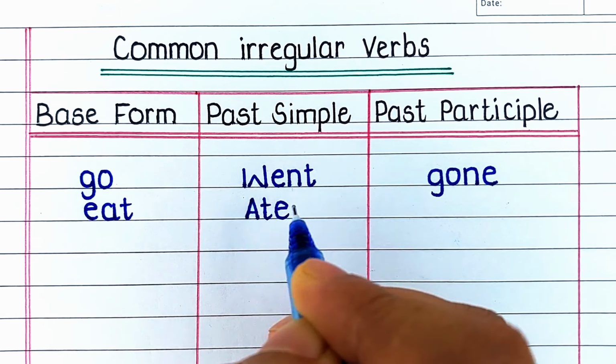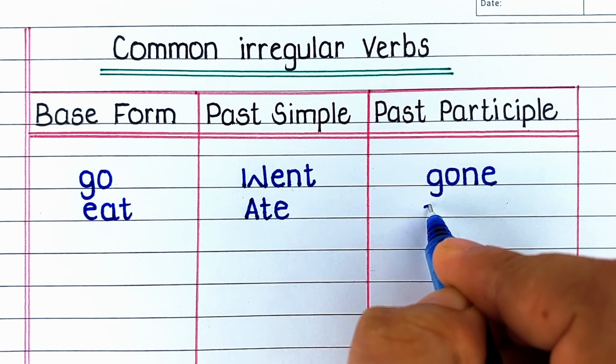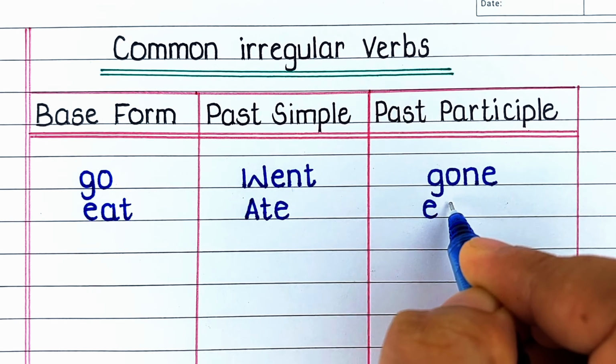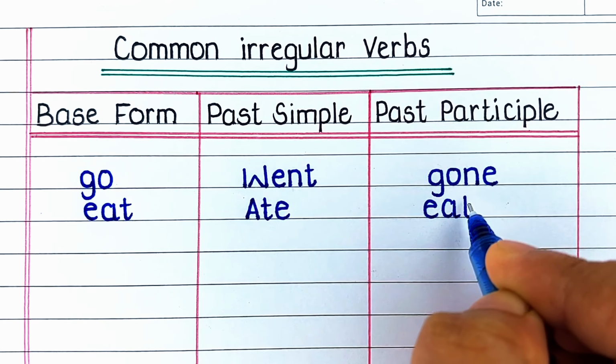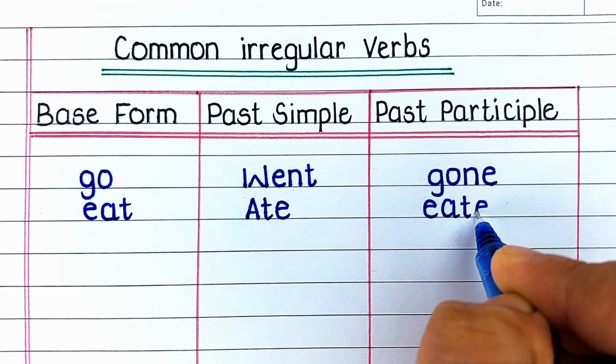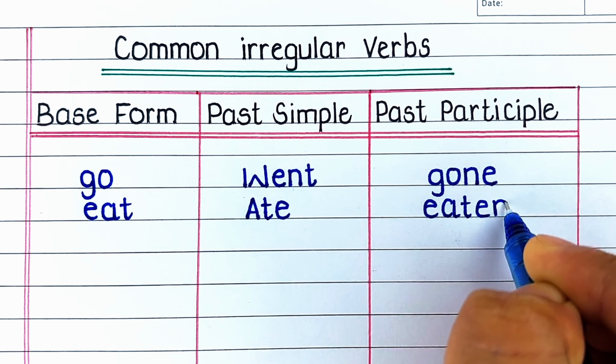V2, that is the past simple tense, is the form that indicates an action completed in the past. For regular verbs, it is usually formed by adding ed to the base form, but irregular verbs have unique past tense forms that we will learn in this video.